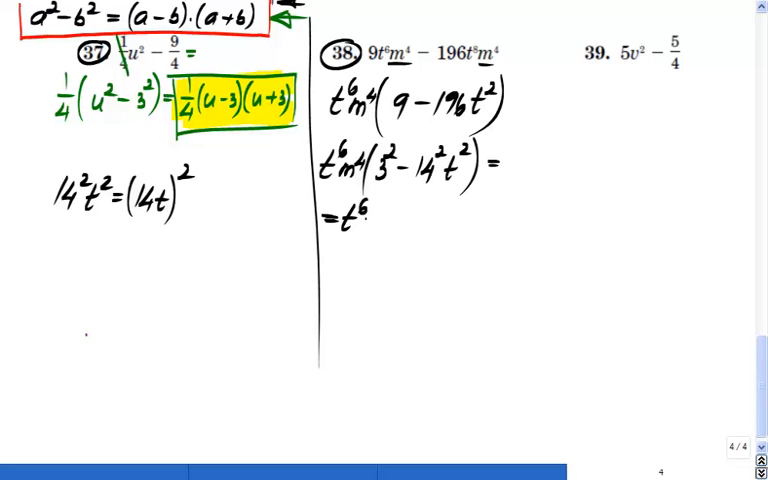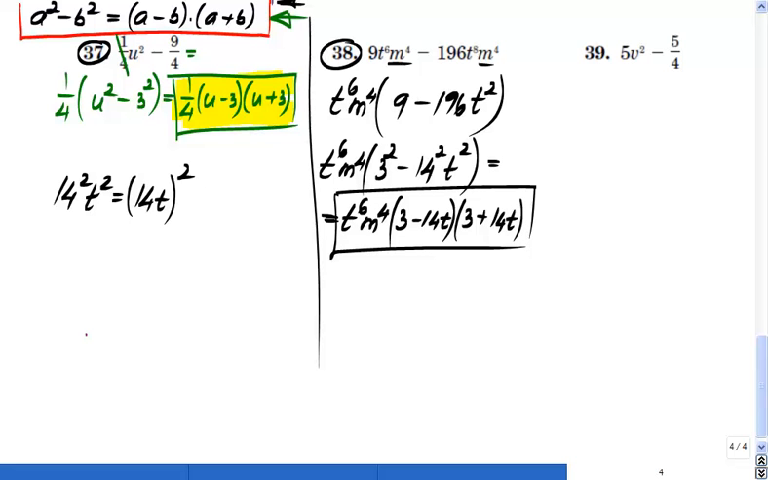First of all, the common factor that's already outside, t to the 6th m to the 4th multiplied by 3 minus 14t, right, times 3 plus 14t. And this is it. That's how you factor the given expression in problem 38.